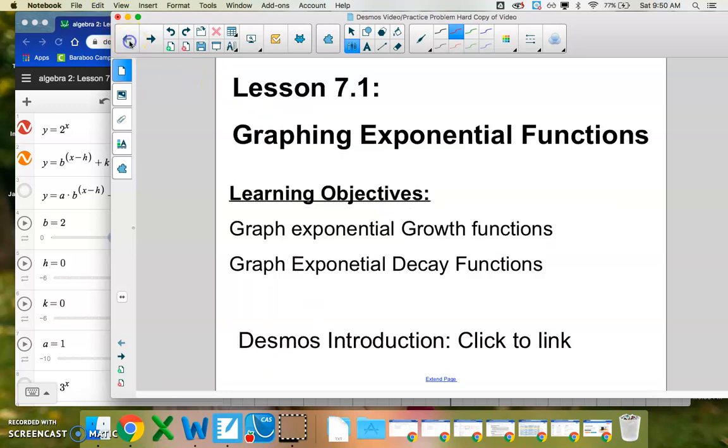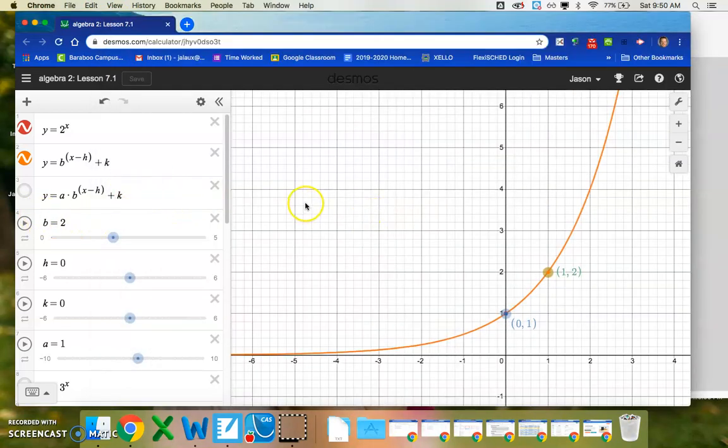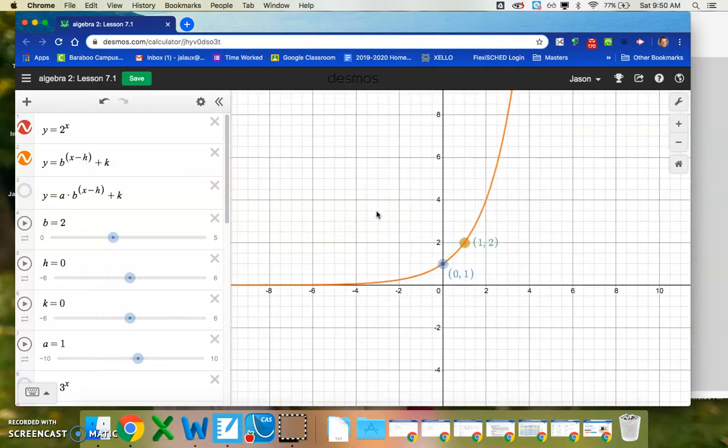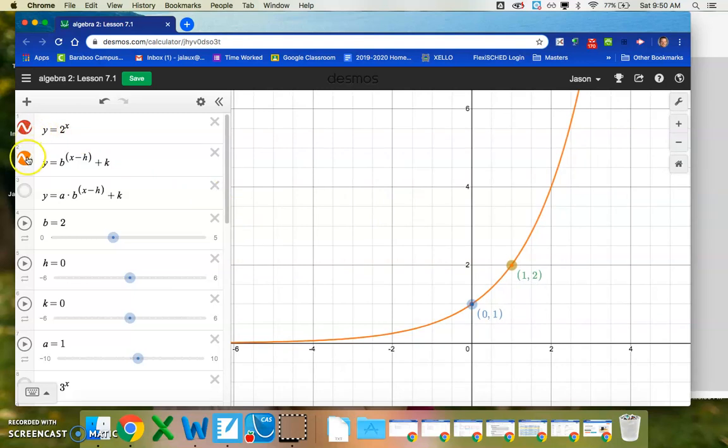With that said, I'm going to click on the Desmos link, which is going to take us here. I want to show what's going on with the graph, how things are moving, how things are shifting. Currently, both these graphs are on top of each other. I have y equals 2 to the x, which is called the parent function. And then the second one is going to be me moving things.